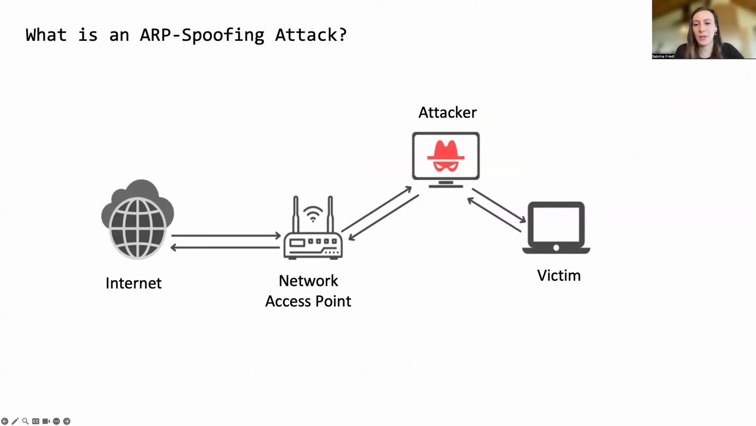So let's start with what an ARP spoofing attack is. ARP spoofing, also known as ARP poisoning, is a cyber attack technique that involves manipulating ARP, the Address Resolution Protocol, to associate a rogue MAC address with a legitimate IP address. This false association can lead to various forms of network attacks, primarily MITM, man-in-the-middle attacks, or eavesdropping.